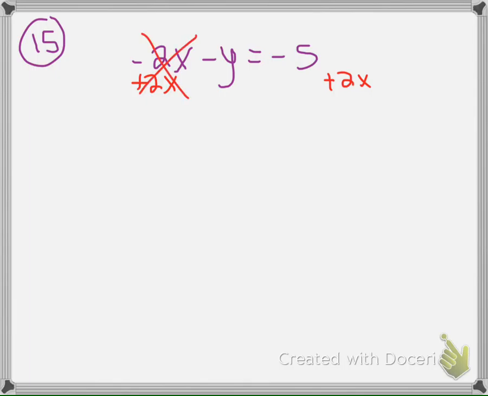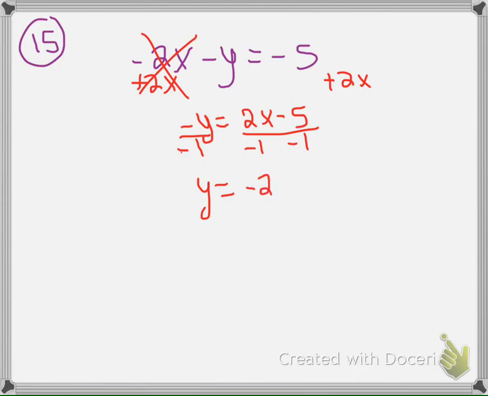So these are being moved, and I'm left with negative y equals, and I always write the x first, 2x minus 5. Now I cannot leave this as negative. I can't have a negative y. And technically that's a negative 1 there. So I have to divide by negative 1 to get rid of it, and everything gets divided by negative 1. So negative y divided by negative 1 is just y. 2 divided by negative 1 is negative 2x. And a negative 5 divided by negative 1 is a positive 5.